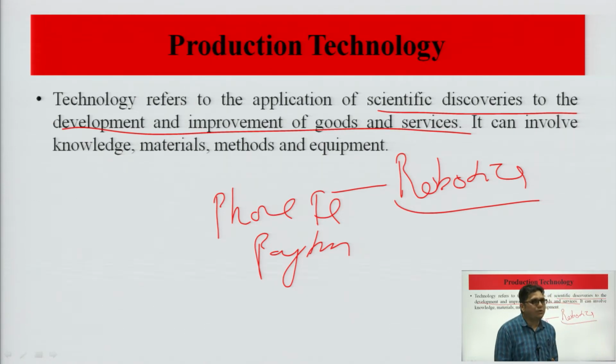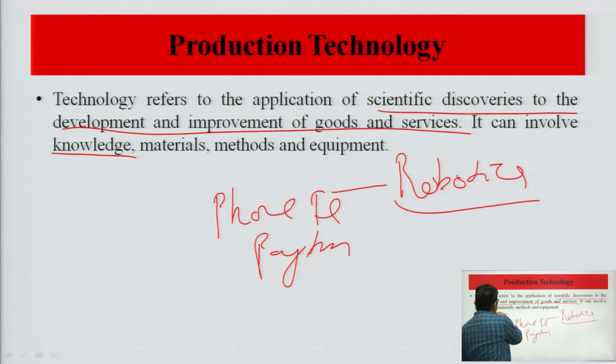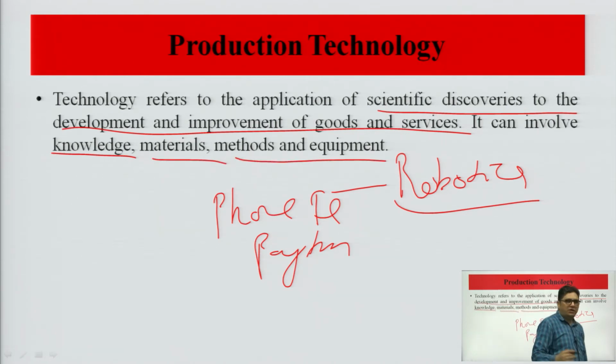So, production technology indicates how our production is more dependent on technology, and how technology supports and facilitates the overall productivity of the organization so that it increases. Technology refers to the application of scientific discoveries to the development and improvement of goods and services. It can involve knowledge, material, methods and equipment. All these need to be developed, and in totality, this is how overall productivity of the organization can be increased.